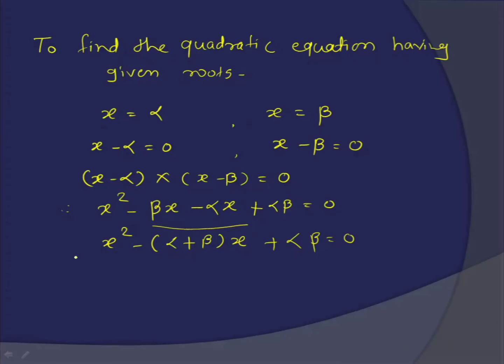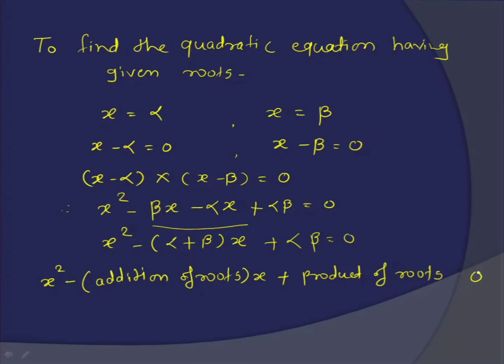We can rearrange this, or we can make the general formula from this as x square minus, in the first bracket we have the addition of the two roots. So in the bracket we should have addition of roots into x plus, as the constant term we have the product of these two, that is the product of the roots, is equal to 0. So this is the general formula we can get to find the quadratic equation if the two roots are given, that is x square minus addition of roots into x plus product of roots is equal to 0. So this is the formula by which we can get any quadratic equation if its roots are given.